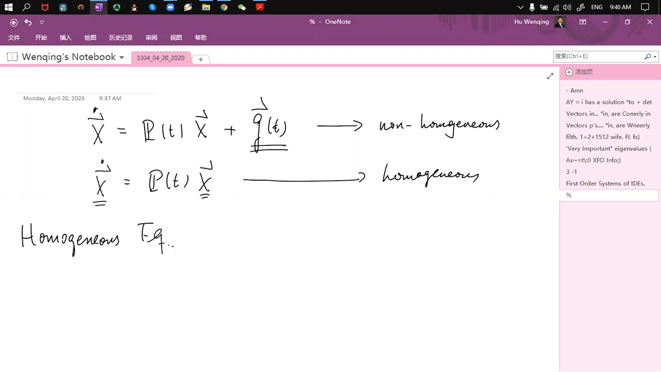Now for this new chapter, our route is the same. We're going to first understand how to solve a homogeneous equation, and once you understand that, we're going to research how to solve non-homogeneous equations. For the homogeneous equation, we have this very simple principle which we call superposition.